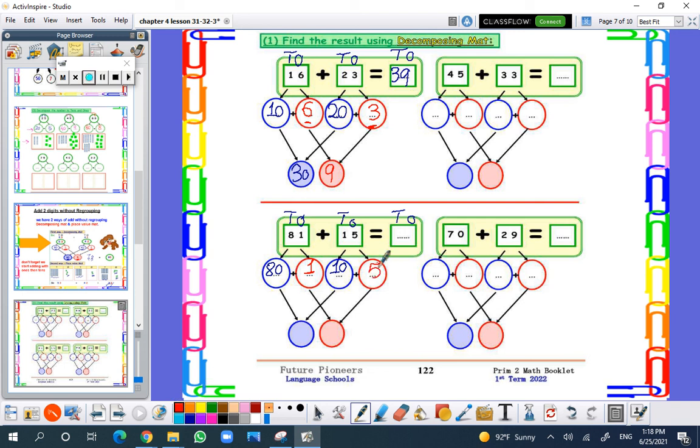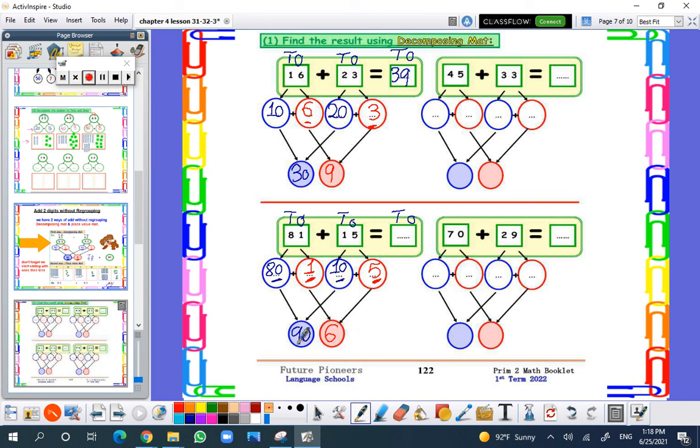What is the next step? The next step, I will start adding the ones together. 5 plus 1 equals what? Put 5 in my mind, 1 on my finger. After 5, 6. Great job. So I'm going to write 6 on the red ball, which is the ones. 80 plus 10 equals what? 80 plus 10 equals 90. So I'm going to write it on the blue ball, which is the tens.